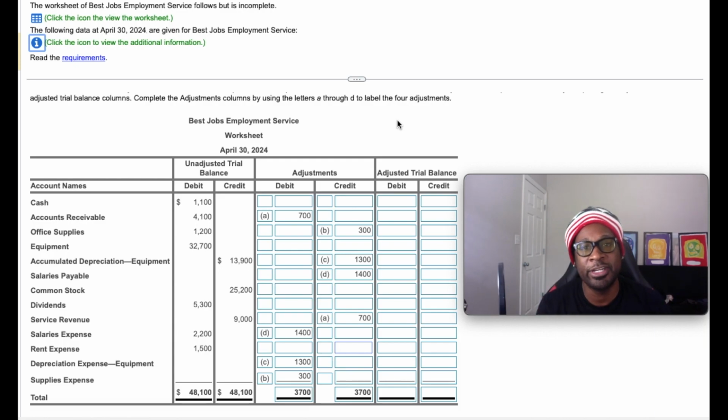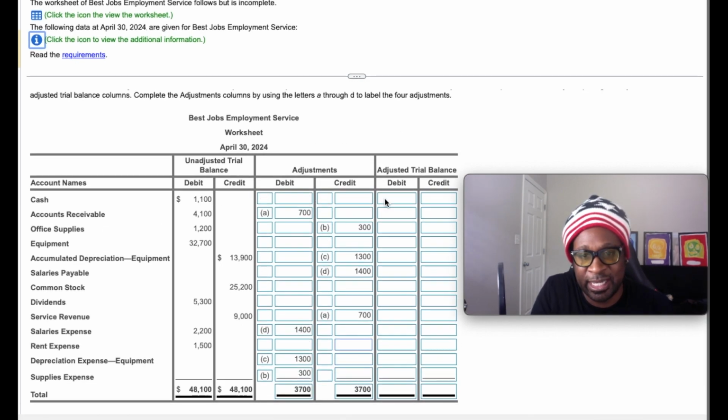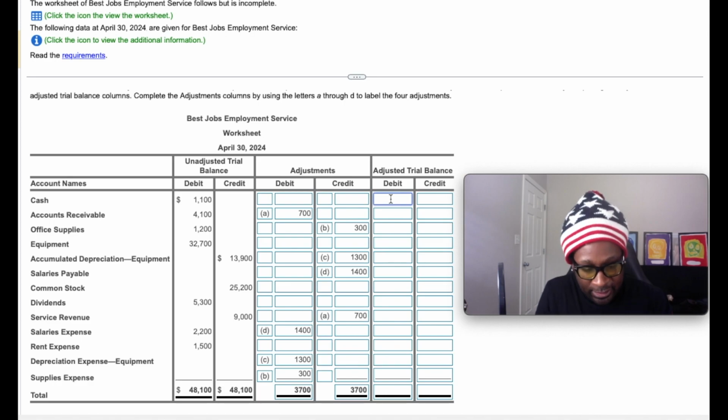And so we already know if there wasn't an adjustment made for the account, it's going to keep the original unadjusted trial balance amount. For example, cash was not affected in the adjustments. We see that. So we're going to just transfer the $1,100 on the debit side. Easy breezy, gang. But what about accounts receivable? We see accounts receivable was affected.